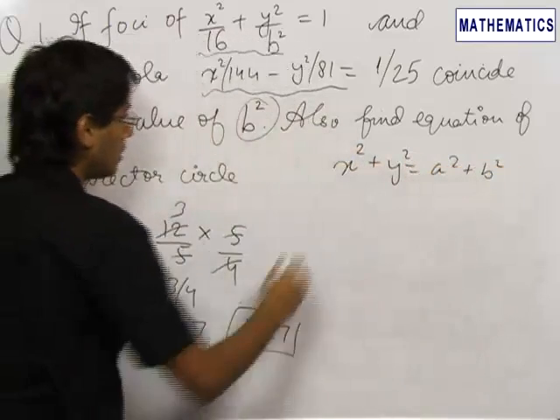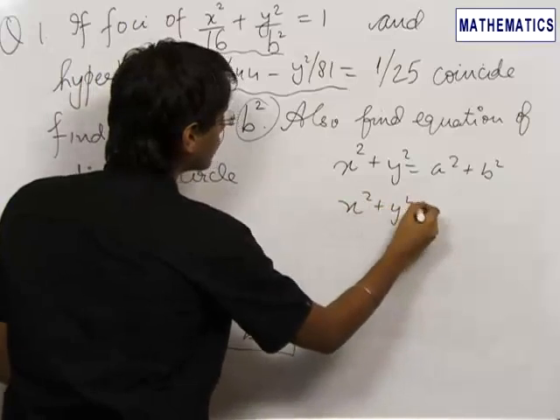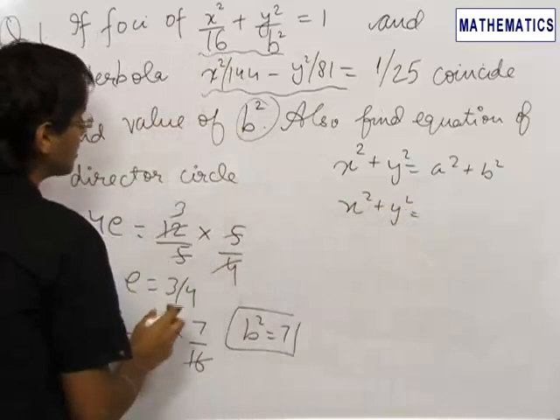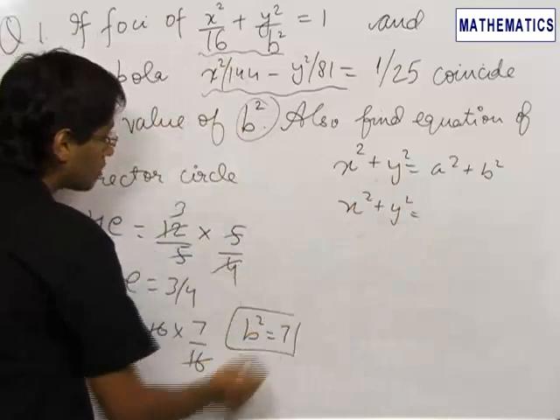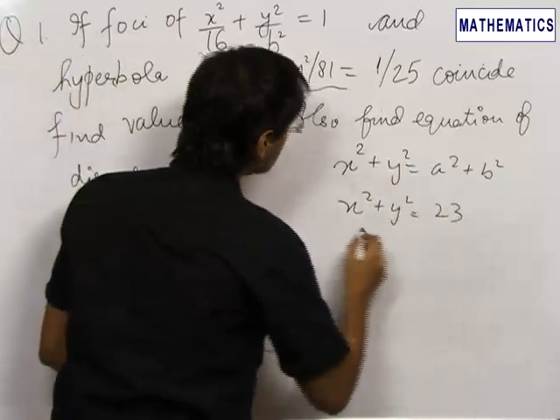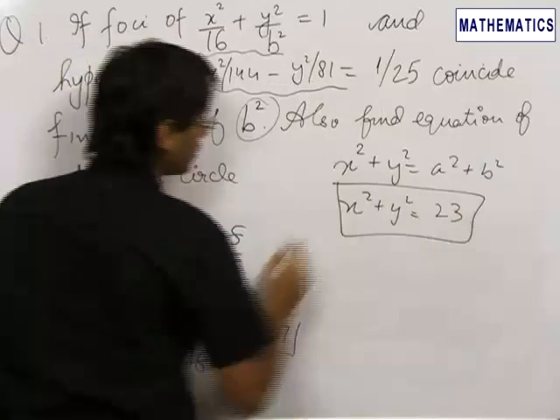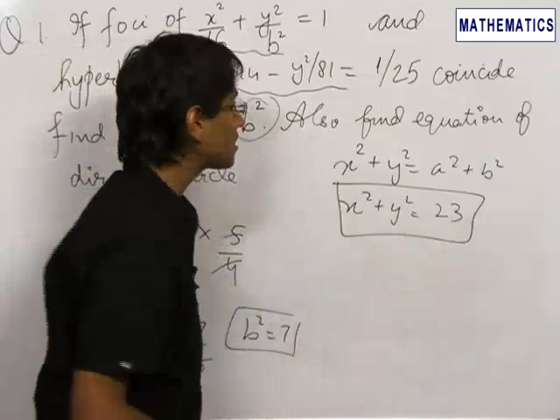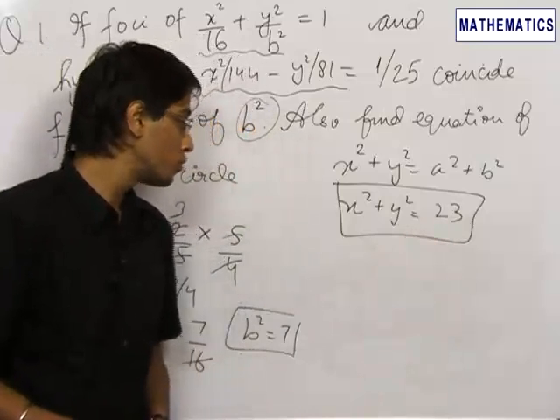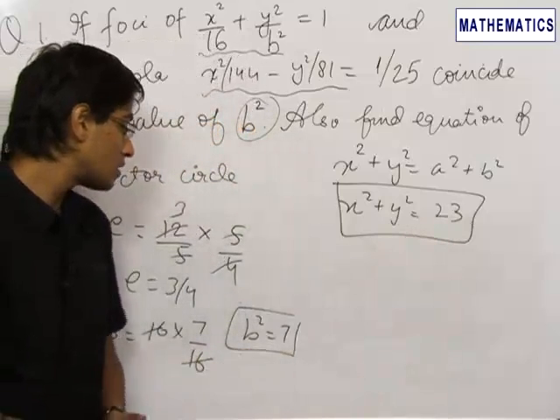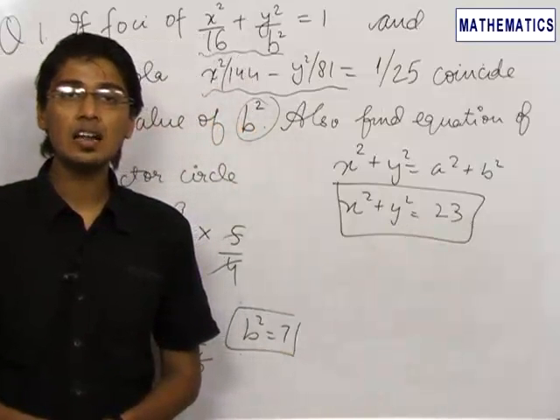So the equation becomes x square plus y square is equal to a square, which is 16, and we got b square to be equal to 7. So the equation of the director circle is 16 plus 7, this is 23, and hence the circle is x square plus y square is equal to 23. And for our first part, the answer was b square is equal to 7, and these are our final answers.